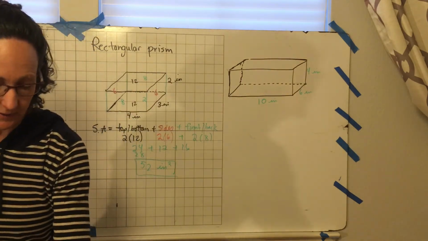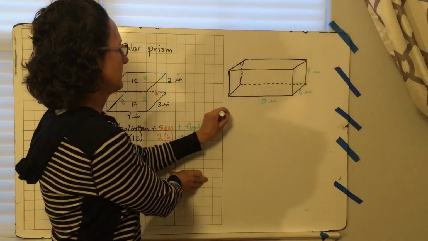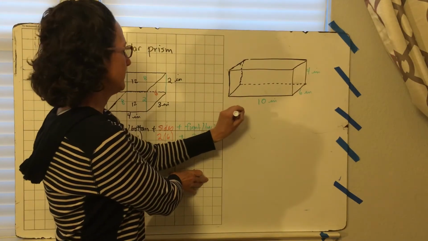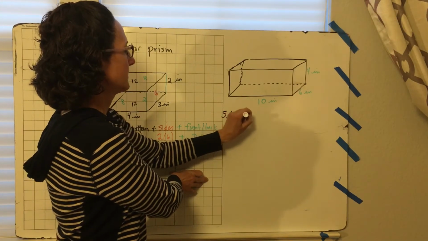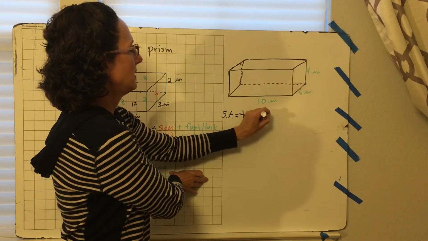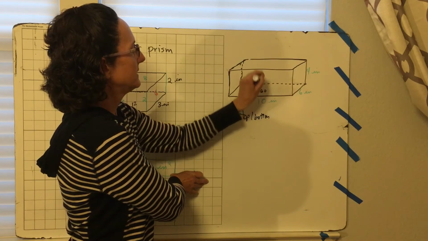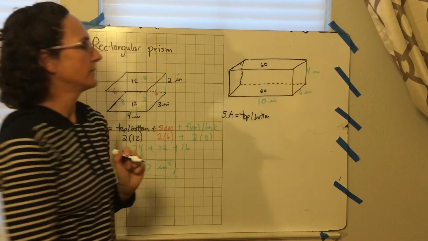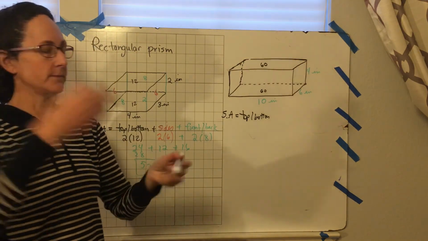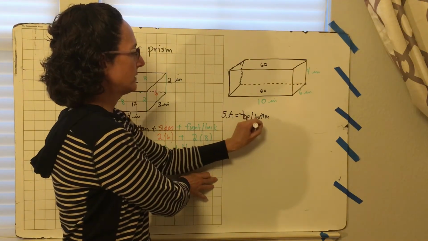Just to be consistent, I'm always going to do the top and bottom first. So the bottom is this part right here. It's a 10 by 6, so that's 60. And the top is also going to be 60. So the top and bottom are both 60. So we have 2 that are 60.